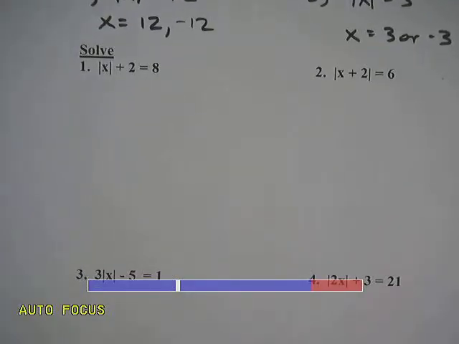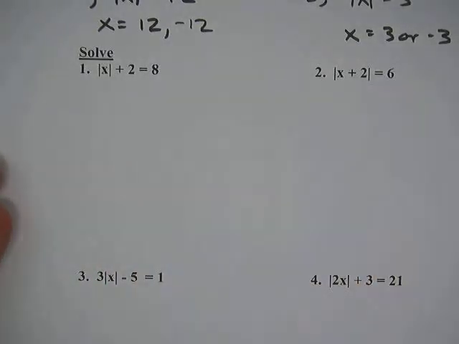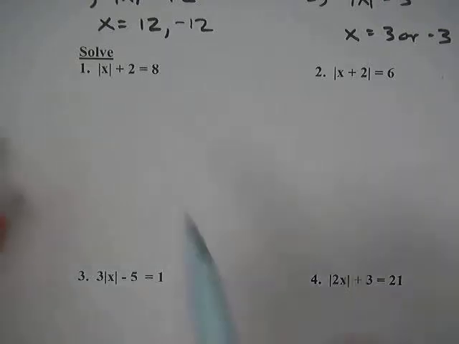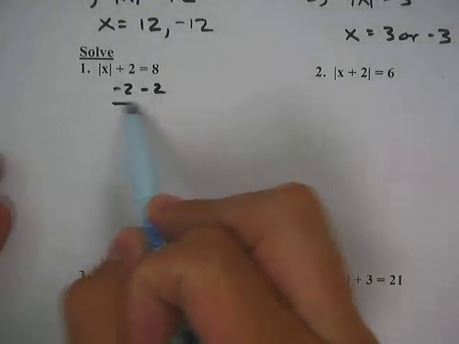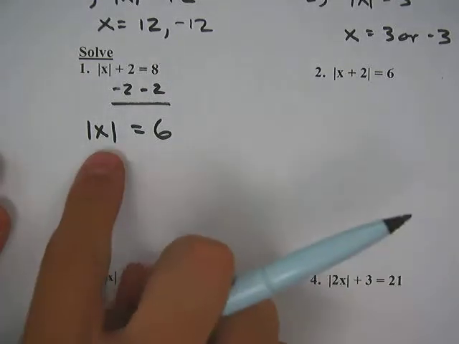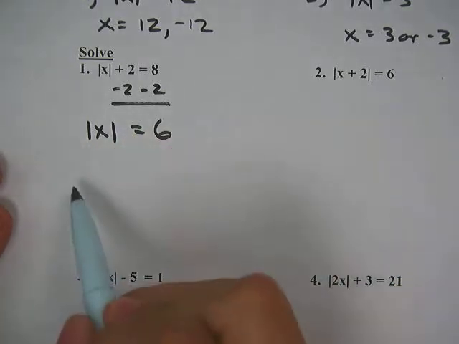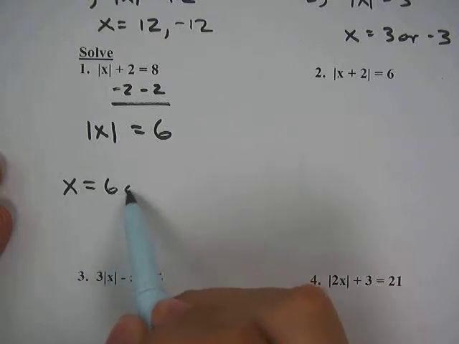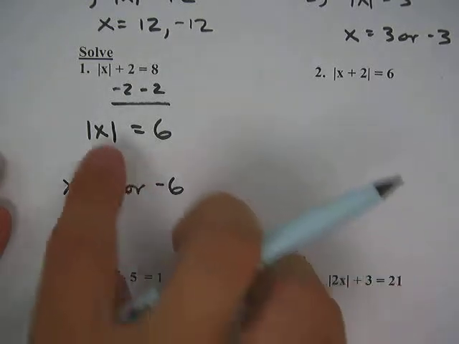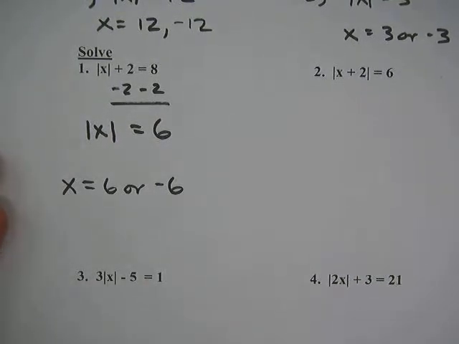For instance, if I were to take this first example, it says the absolute value of x plus 2 equals 8. In order to solve absolute value equations, the first rule you need to follow is to get the absolute value all by itself. So we're going to subtract 2, and we get absolute value of x is equal to 6. In other words, what number or numbers have a distance of 6 back to 0? Well, that is x is equal to 6 or -6. They both have a distance back to 0 of 6.